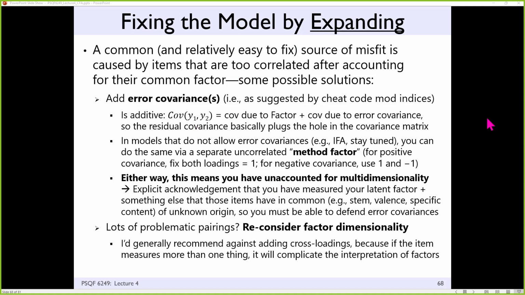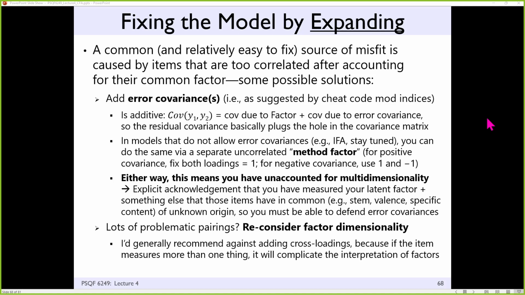Error covariances. We saw this a little bit last time as a potential way that I could have fixed the dimensionality problem with the single factor model and the forgiveness data. Error covariances plug holes. That's what they do. If you have two items that are more related in the data than what your model says, you can allow those two items to have an extra relationship via a two-headed arrow between the two sets of E's.